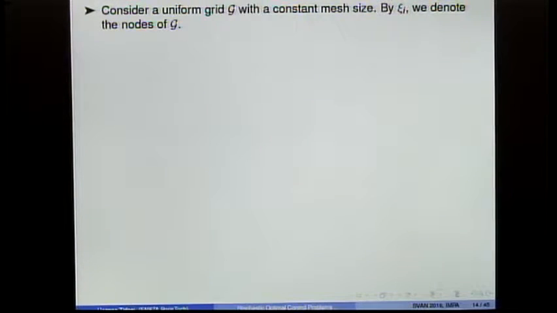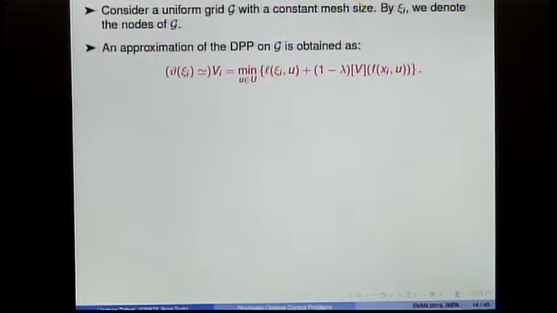So, again, if we want to have something that we can solve, we have to use some approximations, and here we consider again a grid G. X_i denotes the nodes of G, and they are considered now as part of a Markov chain. So an approximation of this dynamic programming principle on the grid G is given by this formula. Here you can recognize this is the value at X_i.